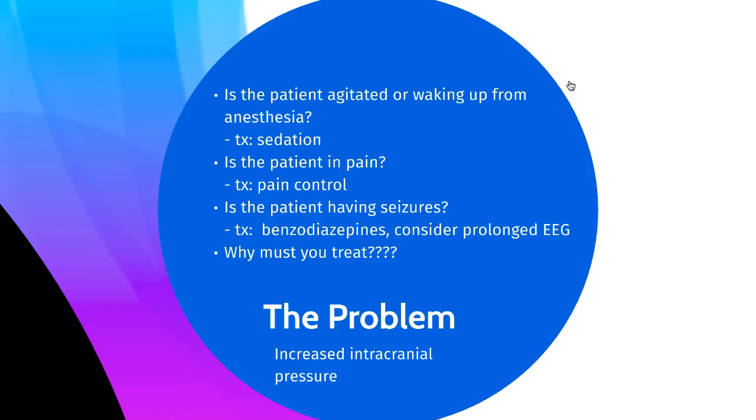If he's waking up from anesthesia and agitated, you could try some sedation. If you think he's in pain, you could try some pain control with fentanyl or morphine. If you think he's having a seizure, you could treat him with a benzodiazepine and consider prolonged EEG. But why must you treat? This lecture will help you have a better understanding of why it's important to treat these patients as quickly as possible.